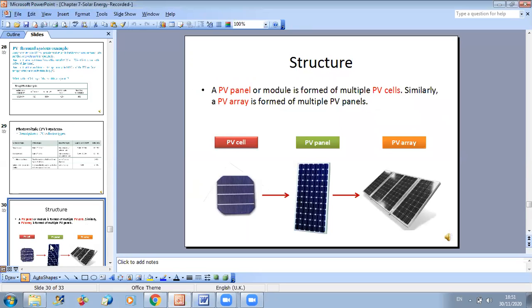Now, concerning the structure of photovoltaic panels, the small element is the PV cell. And if you arrange PV cells together, you get a PV panel. And by arranging several panels close to each other, you get a PV array.